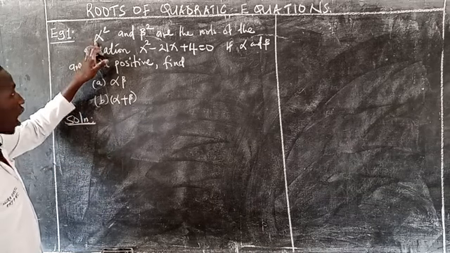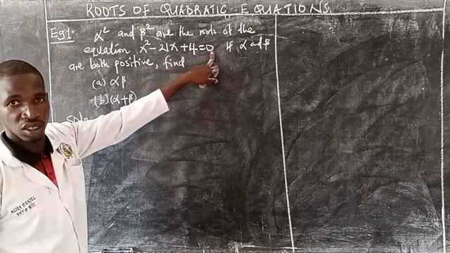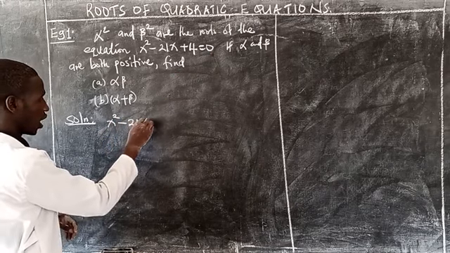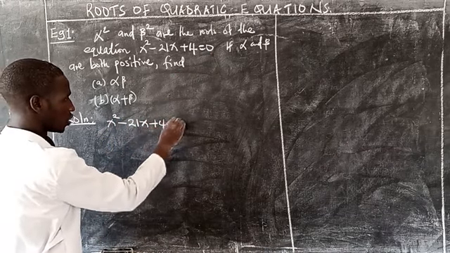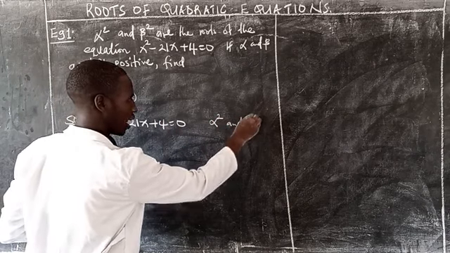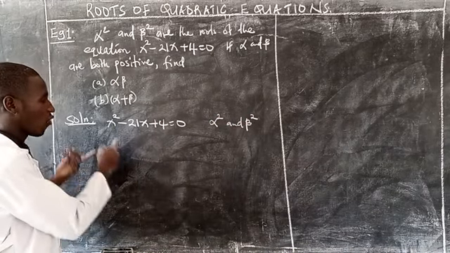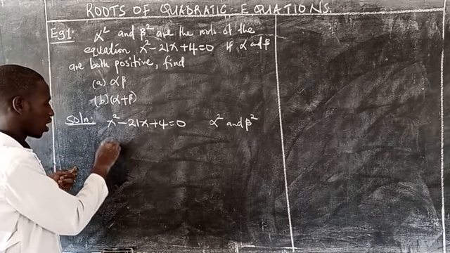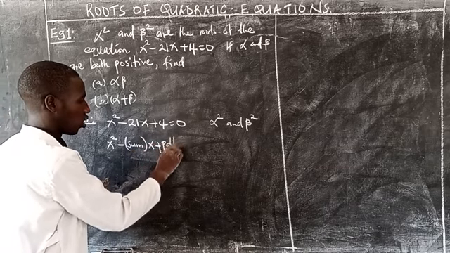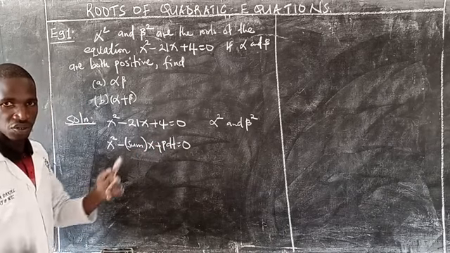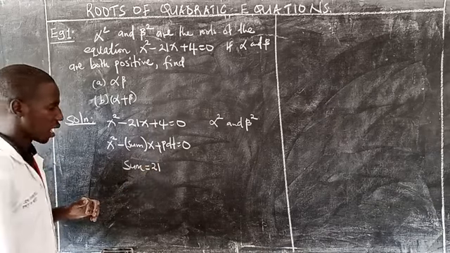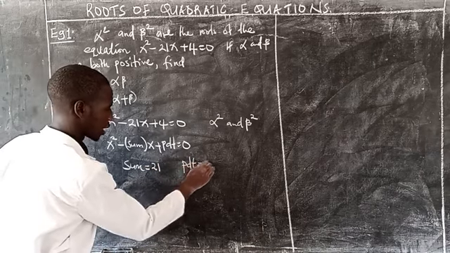They are saying that alpha squared and beta squared are the roots of this equation. So if the equation is x squared minus 21x plus 4 equals 0, and the roots are alpha squared and beta squared, I'll first compare this to the general expression x squared minus the sum of the roots x plus the product of the roots equals what? 0. You realize that the sum is equal to 21 and the product is equal to what?